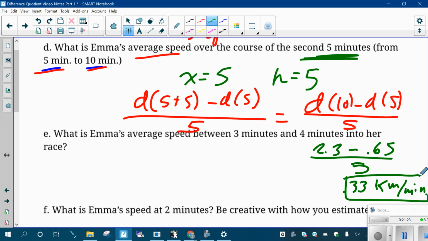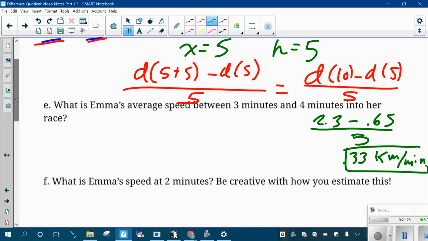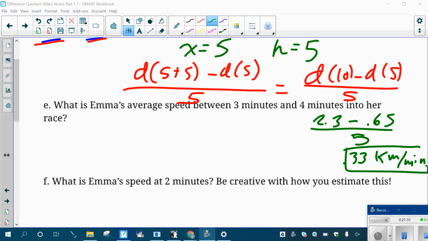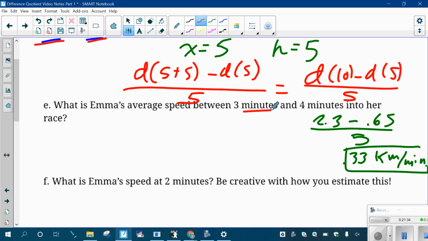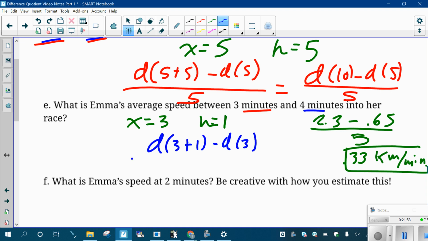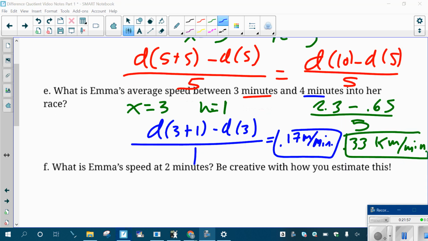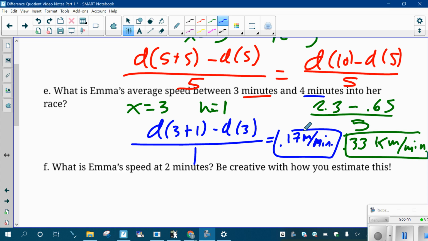Okay, all right. I'm just going to tell you the setup for E, and then I want you guys to calculate it. It's your average speed between 3 minutes and 4 minutes into a race. So what's the first time? 3 minutes. Again, the h is how far apart the times are. How far apart are these times? 1. Now I can do my difference quotient. d of x plus h minus d of x all over h. Go ahead and calculate that. You should have gotten 0.17 kilometers per minute.